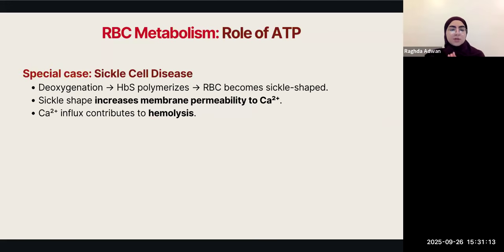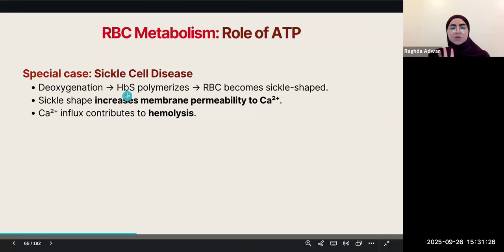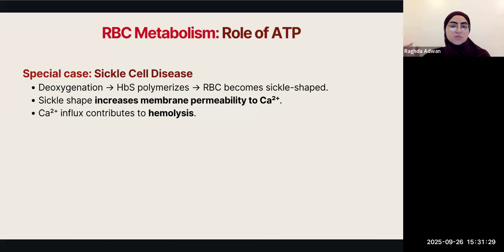Now, another important note when it comes to ATP and metabolism is sickle cell. When you reach a stage of deoxygenation, when the blood cell loses the oxygen, the hemoglobin S, which is a type of hemoglobin found in sickle cell disease, I'm sure you took this in a different lecture, is going to start to polymerize. It's going to clump and stick together, and this forms the sickle shape of the red blood cell. This sickle shape is going to increase membrane permeability to calcium. If there's too much calcium, as I just mentioned, it's going to cause hemolysis.